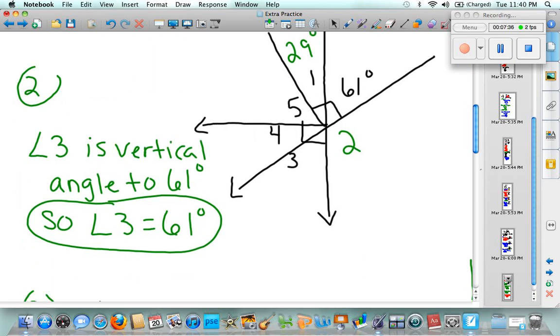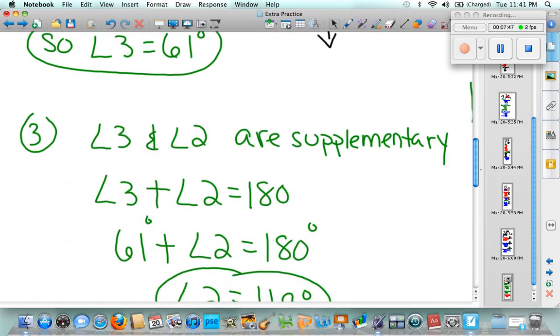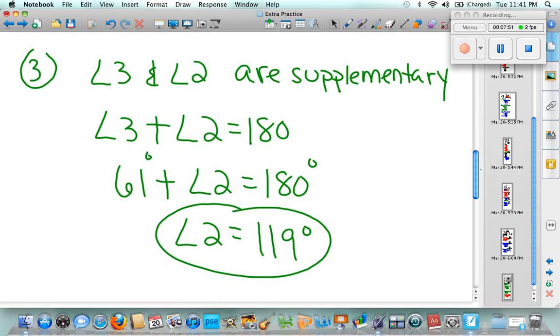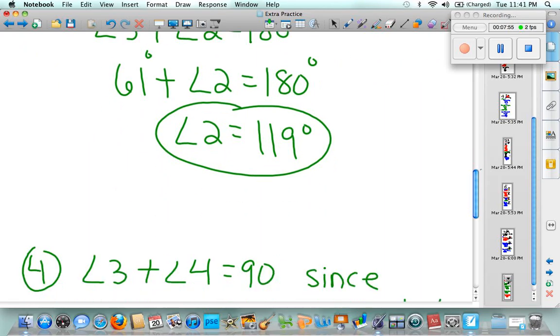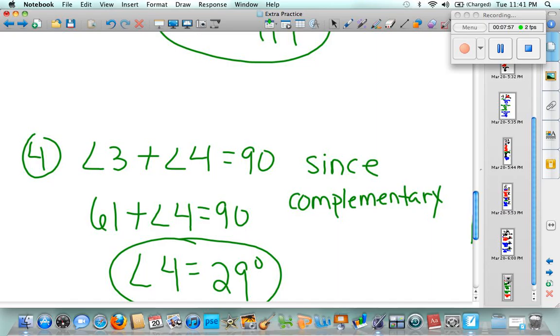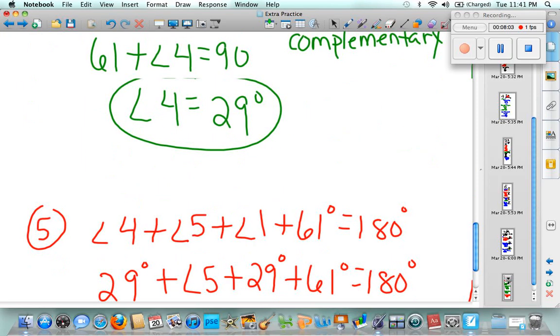Angle 3 is a vertical angle to that 61 degrees. So angle 3 will be 61 degrees as well. Angle 3 and angle 2 are supplementary. Supplementary means it must add up to 180 degrees. Solve and angle 2 is 119. Angle 3 plus angle 4 equals 90. Complementary angles, so angle 4 is 29 degrees.